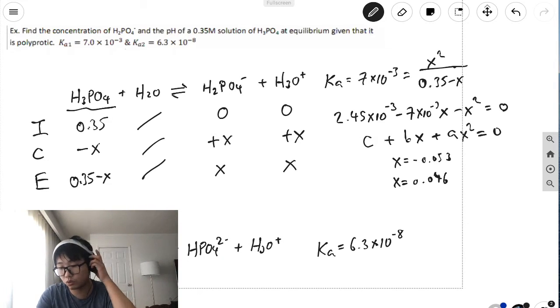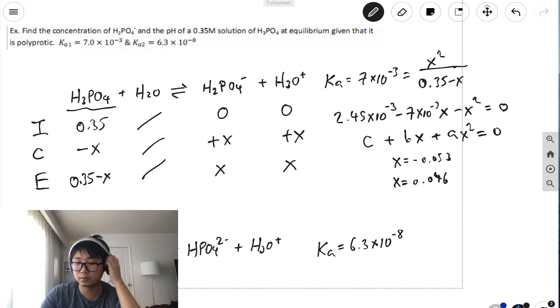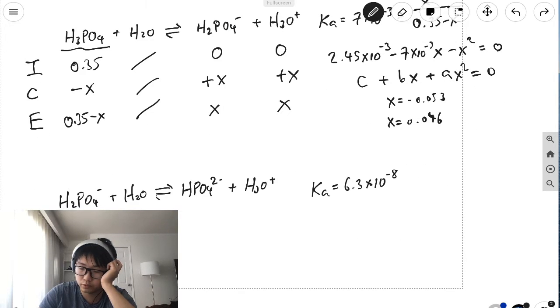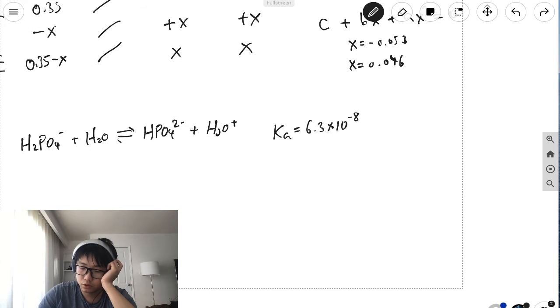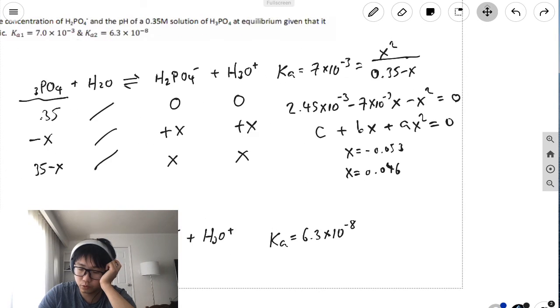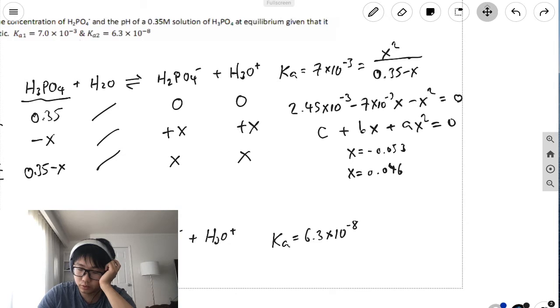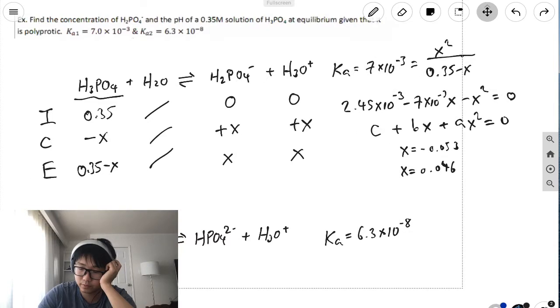Okay, let's see what you did. So what did you write as the Ka? Look at my Zeitboard. I wrote 7 times 10 to the negative 3 equals x times x, which is x squared, over 0.35 minus x. I multiplied the denominator on the right hand side over to the left. So make sure you distribute, there's a distributive property in there. So 7 times 10 to the negative 3 times 0.35 gives me 2.45. And then what about the negative 7 times 10 to the negative 3 times x? Yeah, you forgot to distribute it.